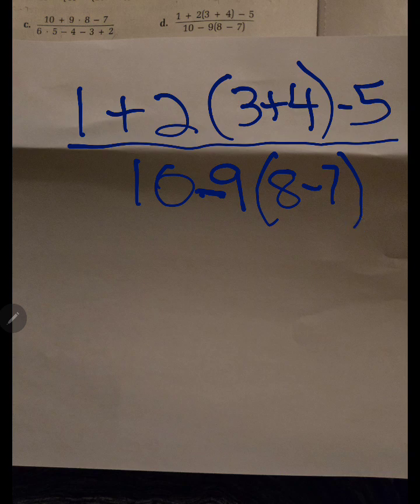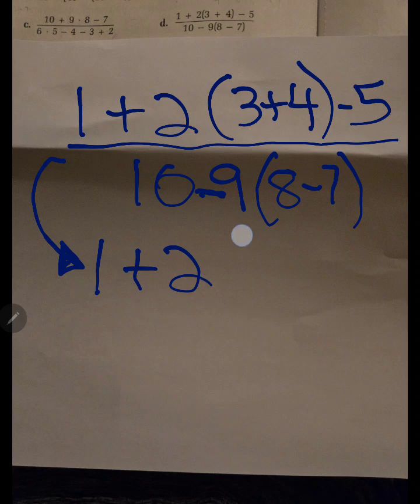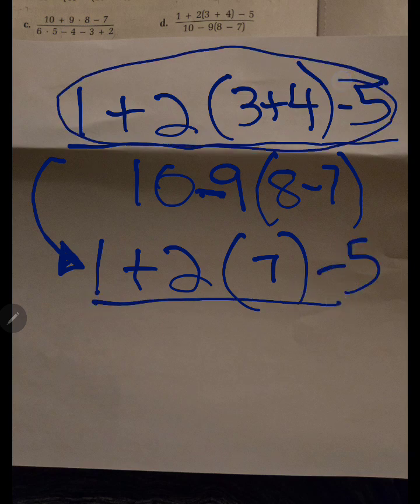All right, so we have to deal with a couple of parentheses first, right? Because parentheses, if we're using PEMDAS, comes first. So we're going to do everything in the parentheses first before we do another thing. I'm going to rewrite this whole thing down here, and I'm just going to solve what's inside the parentheses first. So I'm going to have 1 plus 2, and in parentheses, what's 3 plus 4? It's 7, and then minus 5. See what I did there? I just solved this and rewrote it.